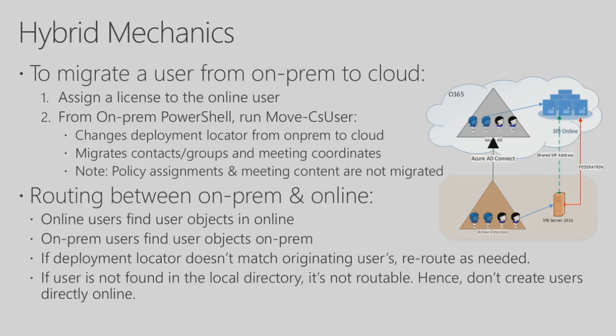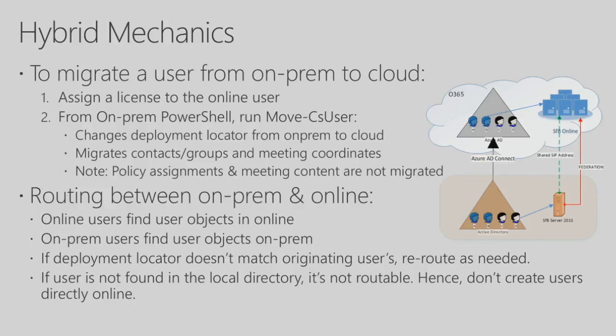It's going to migrate contacts and their groups from on-prem into the cloud. And it's going to migrate meeting coordinates, so all your scheduled meetings from on-prem into the cloud. What it's not going to do is migrate any policy assignments, and that's because the policy model is a little bit different in the cloud. And also, if you have meeting content, for example, if you uploaded a SharePoint or some sort of document in advance of a meeting, that content does not get migrated.